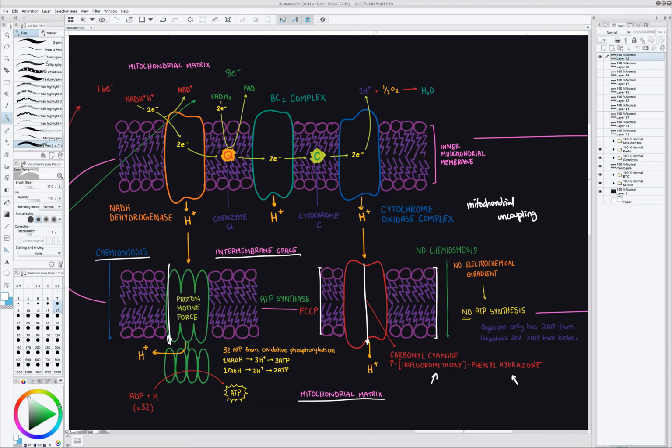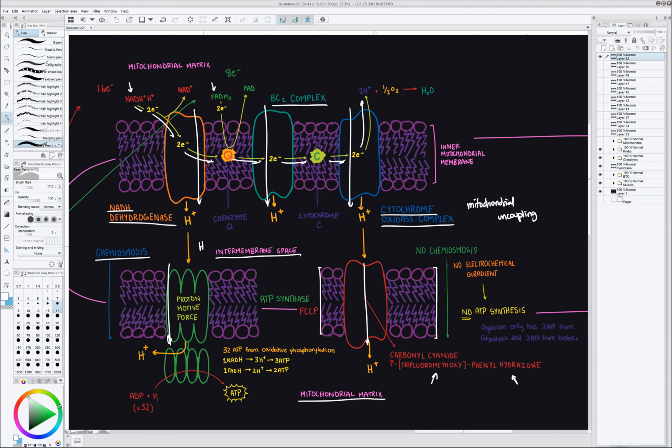So what will happen in a healthy cell is you will have electron carriers in their reduced state, and these electron carriers are going to drop off each 2 electrons into the electron transport chain. They're going to pass through 3 enzymes, NADH dehydrogenase, the BC1 complex, and cytochrome oxidase complex. And while they're there, they're going to temporarily provide the energy for these enzymes to pump hydrogen protons across the membrane against their concentration gradient from the matrix into the intermembrane space.